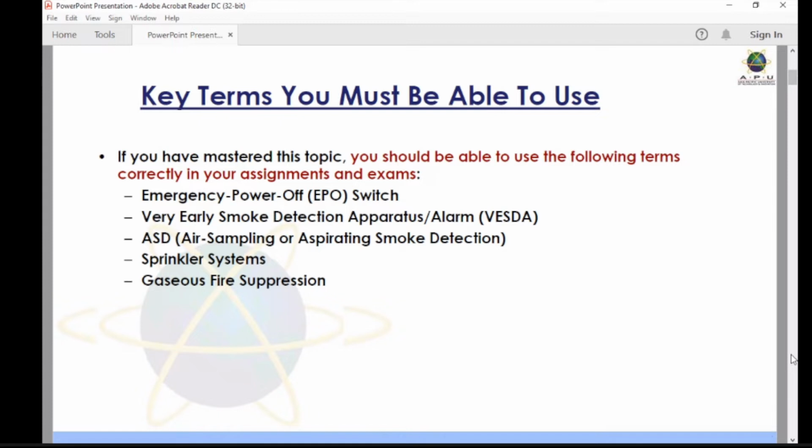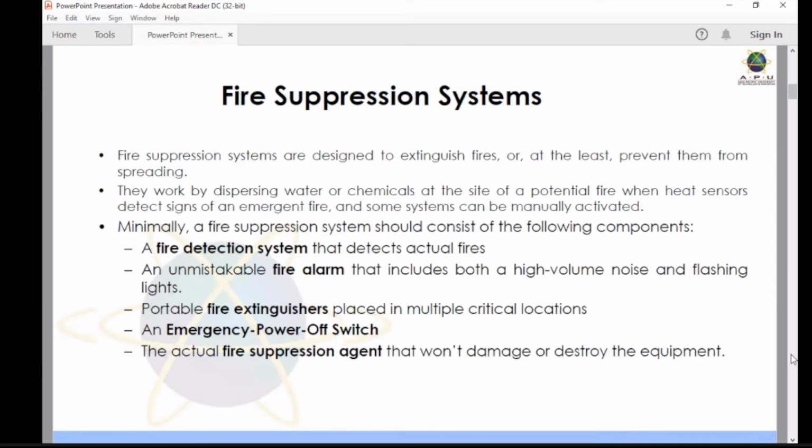And gaseous fire suppression, so it can be chemical or inert gas we use for extinguishing fire. We'll discuss about these terms in this chapter. So fire suppression systems are designed to extinguish fires or at least prevent them from spreading, okay. They work by dispersing water or chemicals or even gas, okay, at the site of potential fire when sensors detect signs of an emergent fire, and some systems can be manually activated.